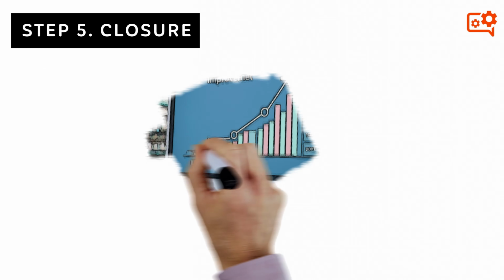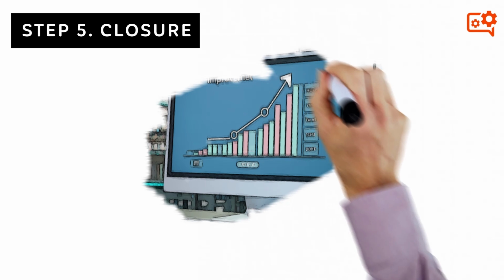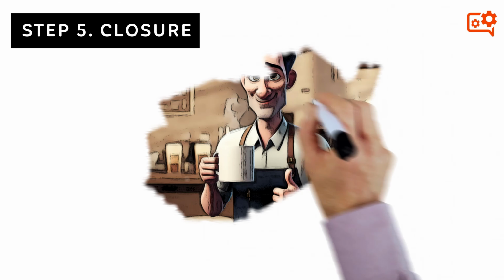A CAPA is not complete until results are verified. For 30-90 days, the factory monitors production and confirms that no new mug handle issues appear. Once metrics are stable and no customer complaints arise, the CAPA is formally closed. Documentation and shared learning make the improvement lasting.